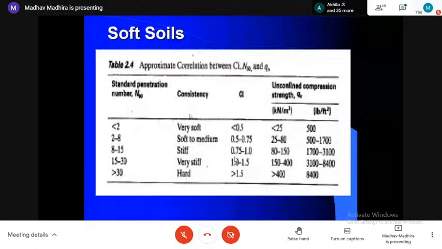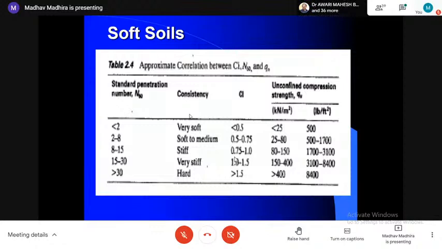Now, I want you to identify things. How do I identify whether a soil is soft or not? If I have a fine-grained soil, the first simple thing I look for is the SPT N value. If N is less than 2, I call it very soft, because the underlying strength is less than about 12 to 13 kPa. And the index, what you call the consistency index, CI, is less than 0.5.